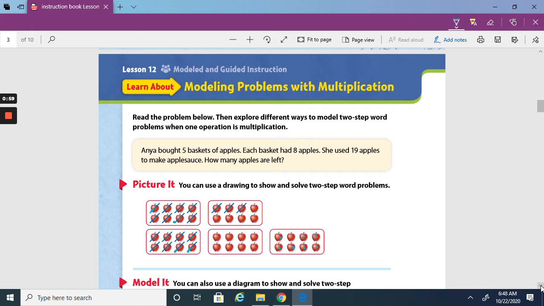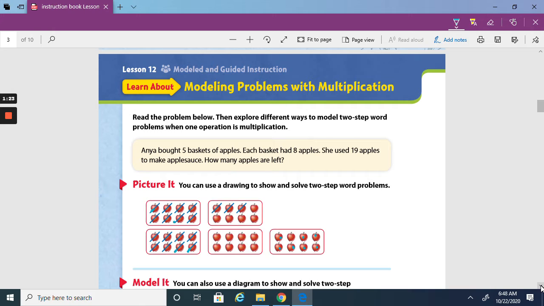If we look at today's problem, it says that Anya bought 5 baskets of apples. Each basket had 8 apples. She used 19 apples to make applesauce. How many apples are left? Picture it. You can use a drawing to show and solve two-step word problems.